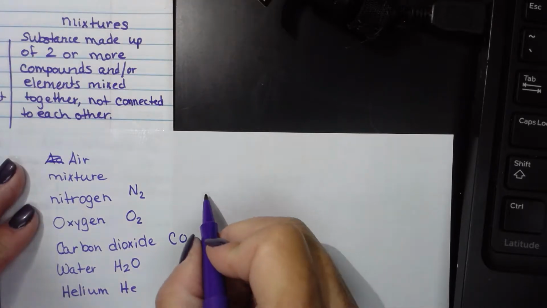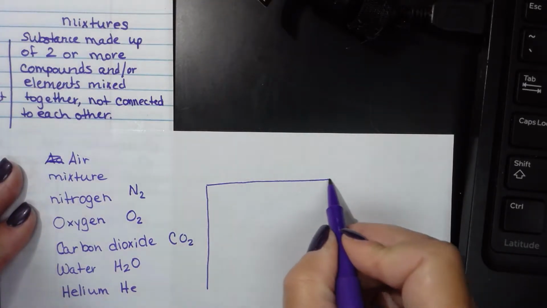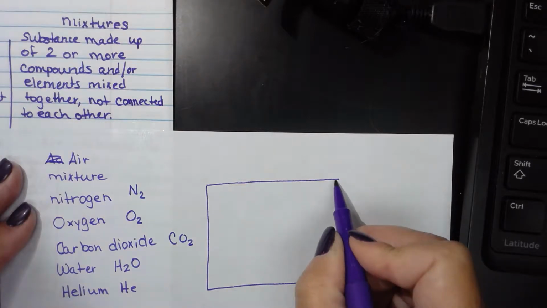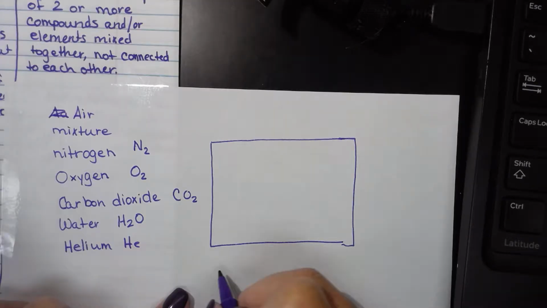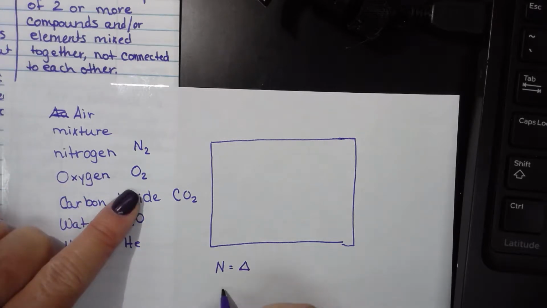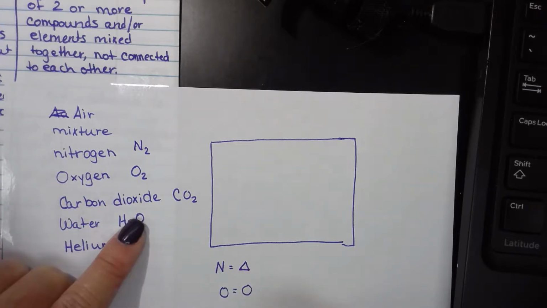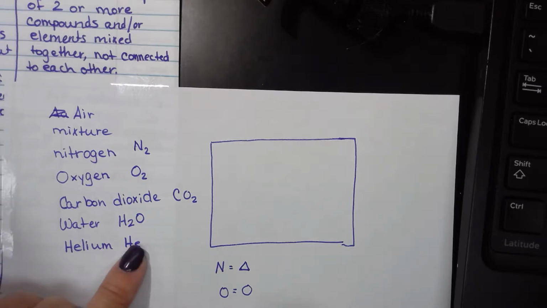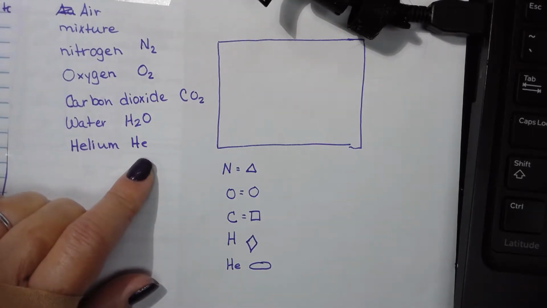All right, so if I were going to draw this, I'm going to draw a great big box. Let's say that I represent nitrogen. A nitrogen atom is a triangle. An oxygen atom, I'm going to make a circle. I've got carbon, I'm going to make carbon a square. I've got hydrogen, let's make hydrogen a diamond. And then I have helium, let's make helium an oval. All right, so here's my key. Now I'm going to draw this.